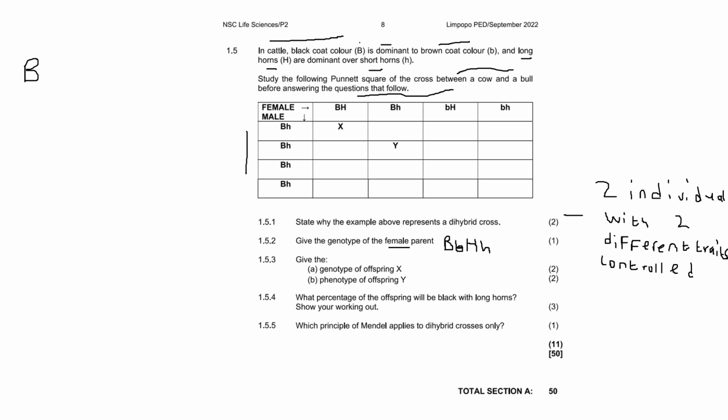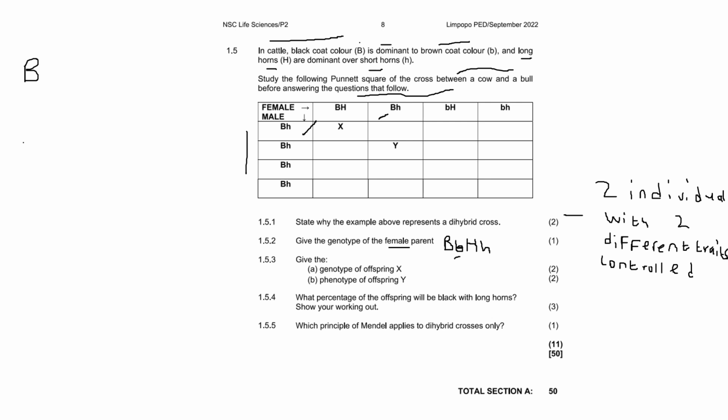So they're gonna have a brown coat and also horns. That will be the female, based on the different combinations I'm seeing here. So they must have each, but brown and horns are not dominant. Give the genotype of offspring X. X will be these two.